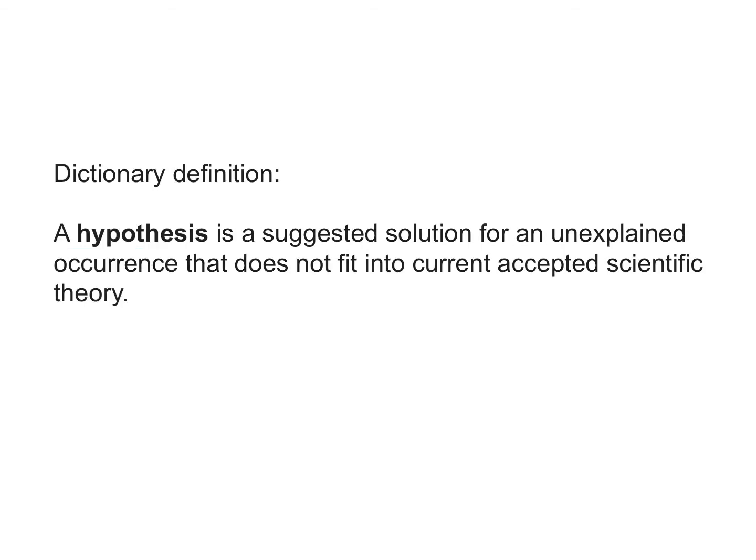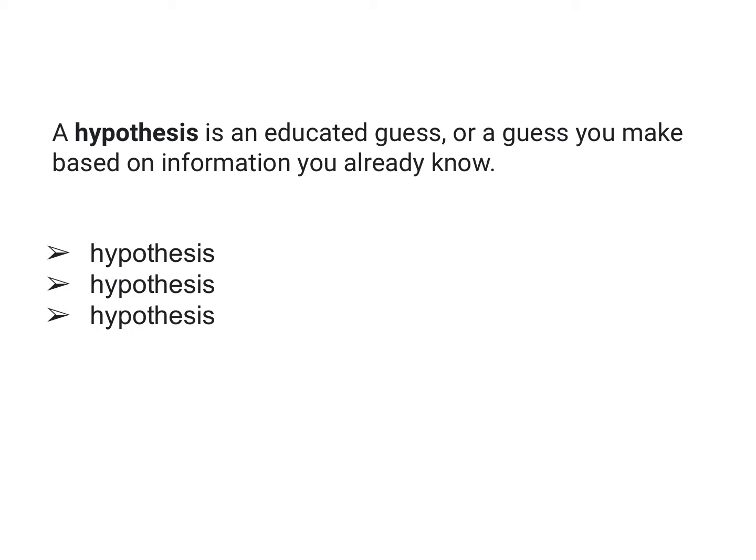Okay. So we're going to go on to the dictionary definition, and let's see what this says. The dictionary definition says, a hypothesis is a suggested solution for an unexplained occurrence that does not fit into current accepted scientific theory. Wow. Okay, there are a lot of big words in that, but it's really just a fancy way of saying a hypothesis is an educated guess, or a guess that's based on information that you already have and you already know, which is what you told me after you had turned to share with your partner.